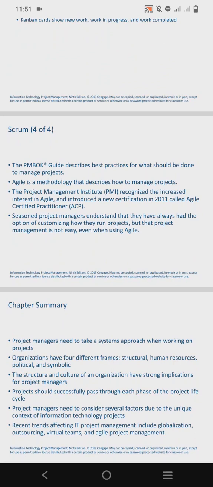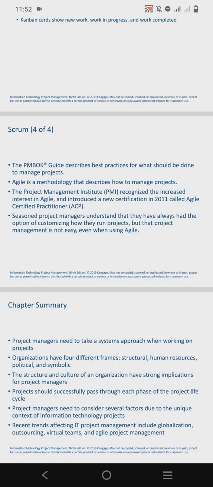So we have defined agile as a methodology, and then the Project Management Institute has recognized that there is an increased interest in agile, and therefore they introduced a new certification, and this certification is called Agile Certified Practitioner.